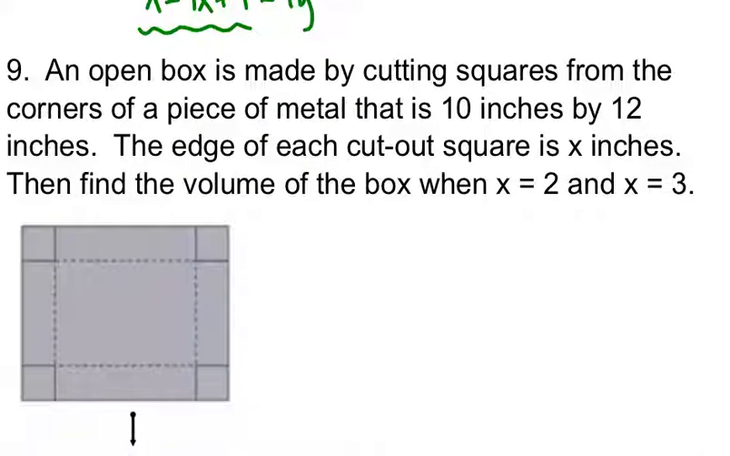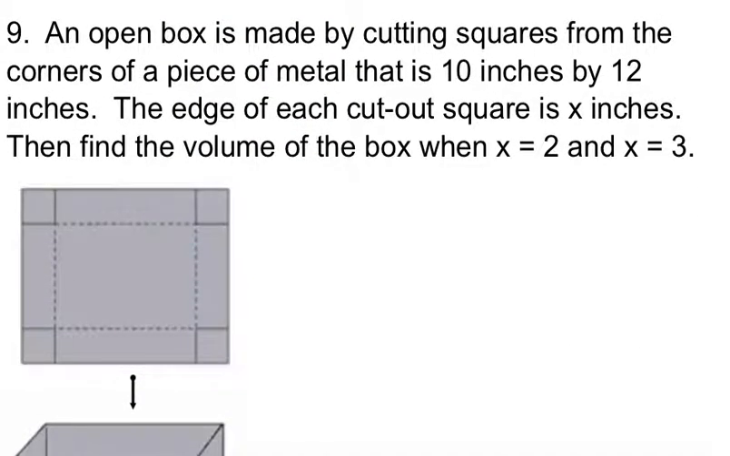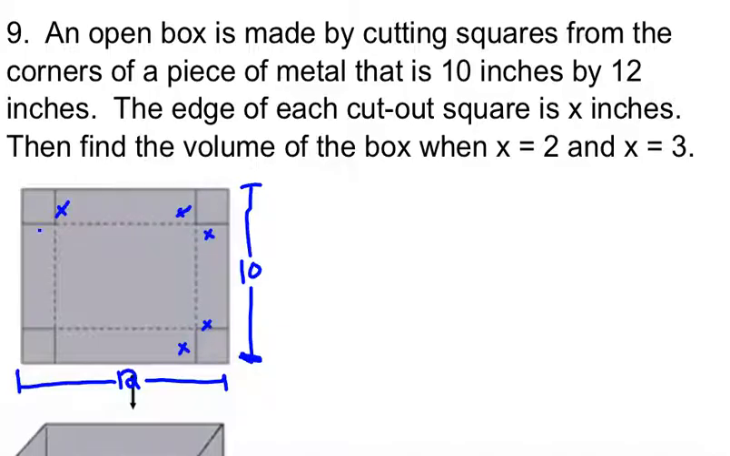All right, our last question. We have an open box that is made from cutting squares from the corners of a piece of metal. The piece of metal is 10 inches by 12 inches. I'm going to write that in here. So this whole side is 12 inches, and this whole side is 10 inches. And we cut out squares that are x inches. So this square is x by x, and so is this one, and so is this one, and you get the idea. We want to find the volume of the box.